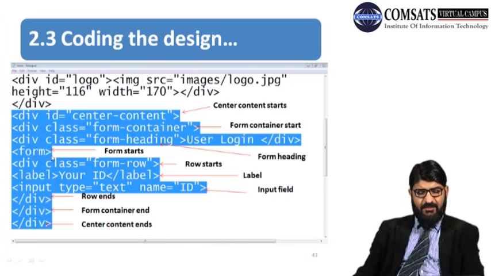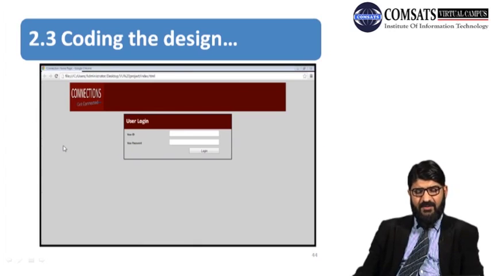The form starts, the div class form row is added, and then the label your ID is mentioned for that particular form row, and then an input of type text is presented with name ID, and then the row ends for that particular div, and then the form container div is ended, and finally the container content div is ended with the closing div tag. So now what is the output of it?